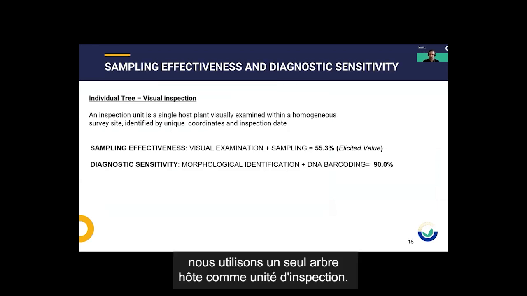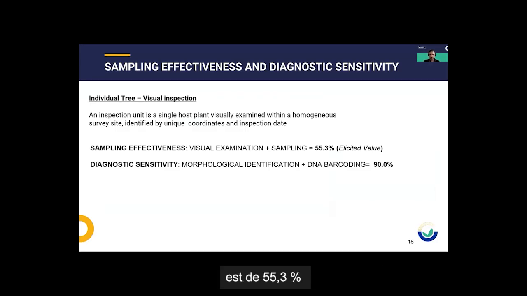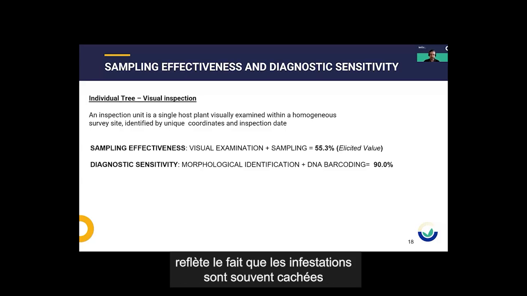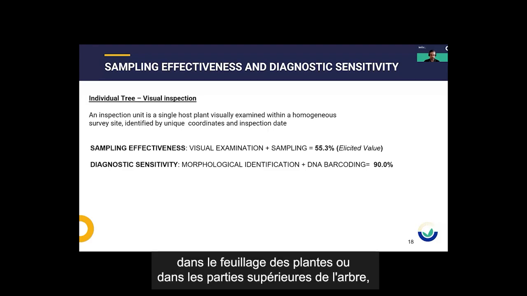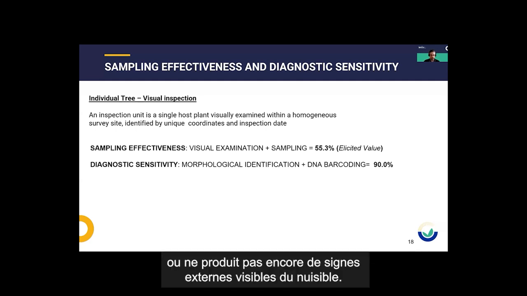Yes, as mentioned before, we use the single host tree as inspection units. The estimated sampling effectiveness is 55.3% based on the EFSA expert elicitation. This relatively moderate value reflects the fact that infestations are often hidden in the canopy of the plant or in the upper parts of the tree, making them difficult to detect from the ground, or not yet producing visible external signs of the pest.